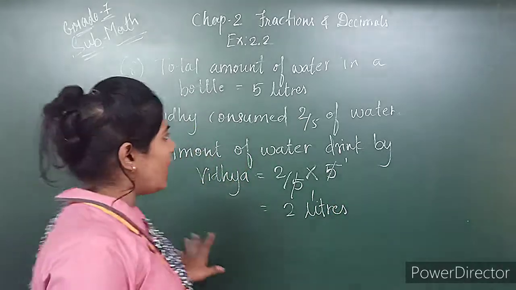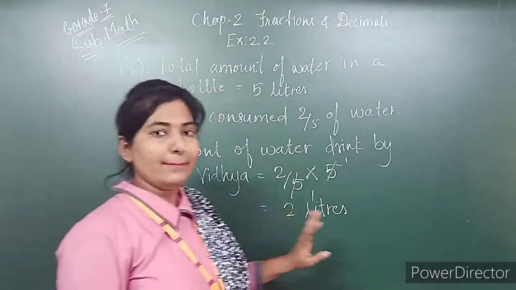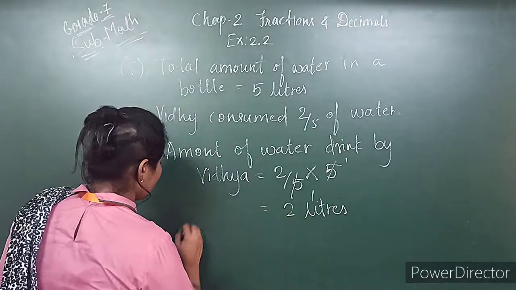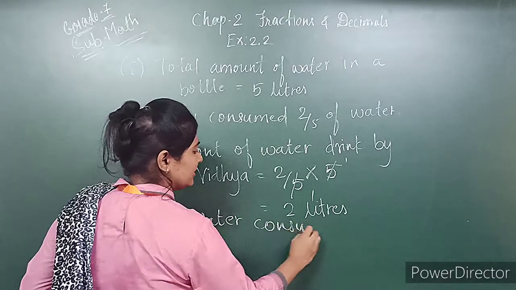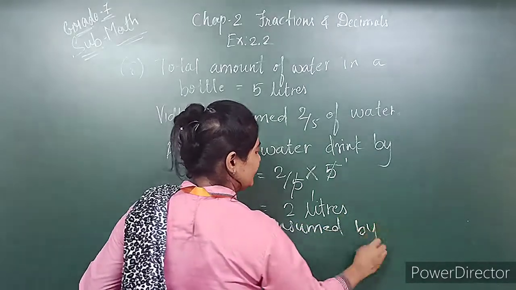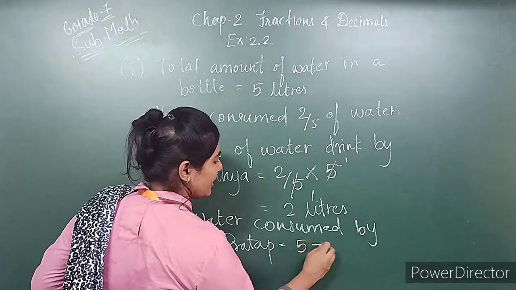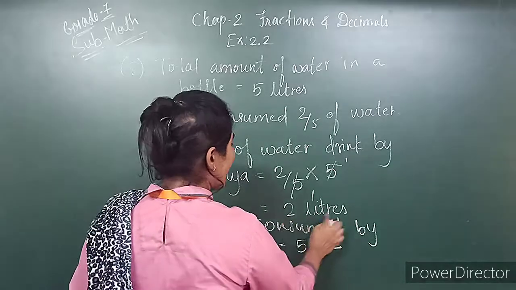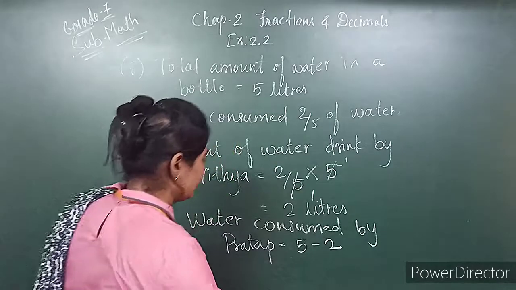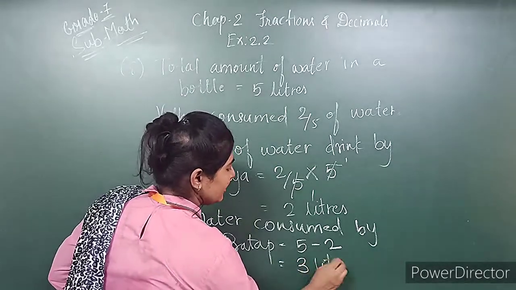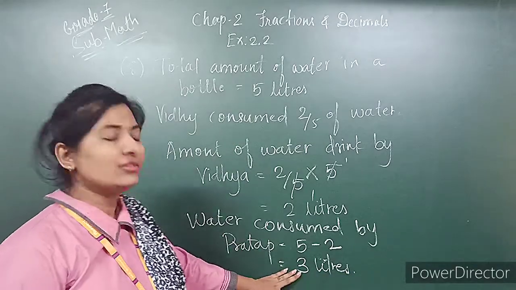Now we have to find out how much water did Pratap drink, because the remaining water is consumed by Pratap. So water consumed by Pratap is equal to 5 minus 2, because the share of water which is consumed by Vidya we have to subtract from the total amount of water. So it is 3 liters. So water consumed by Pratap is 3 liters.